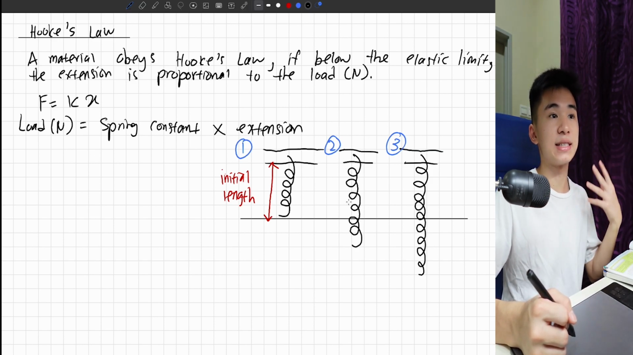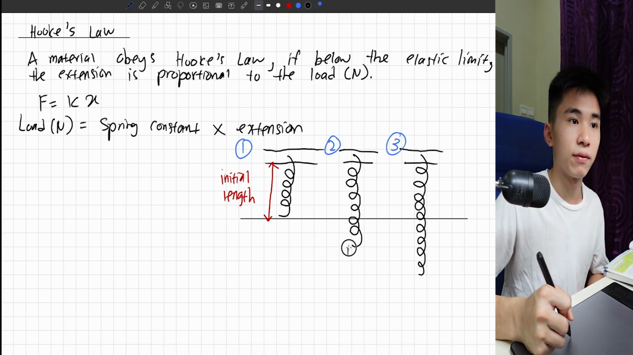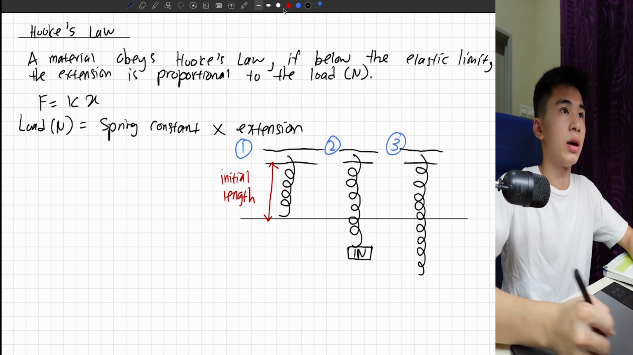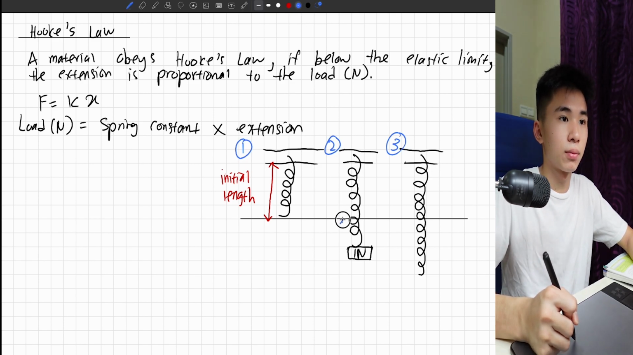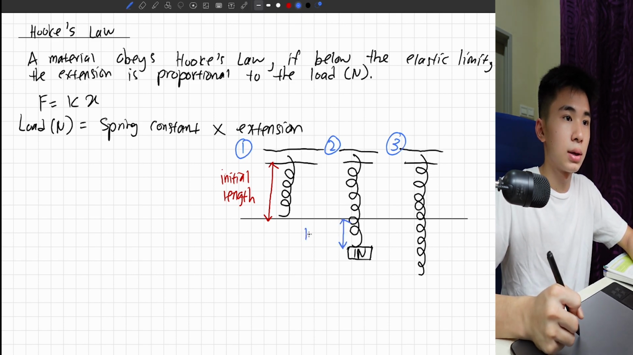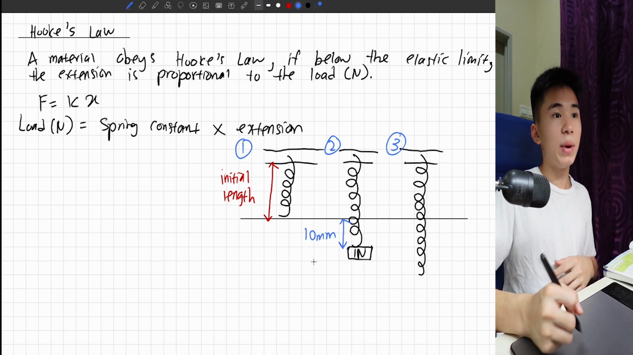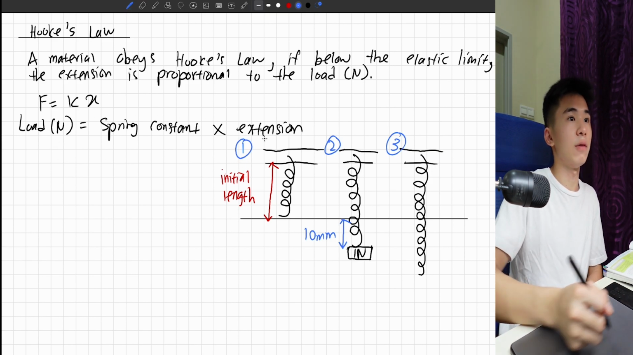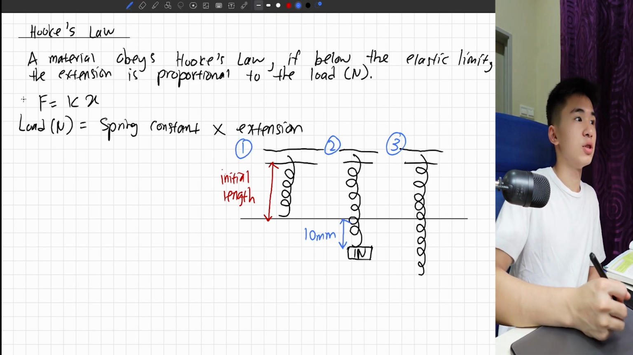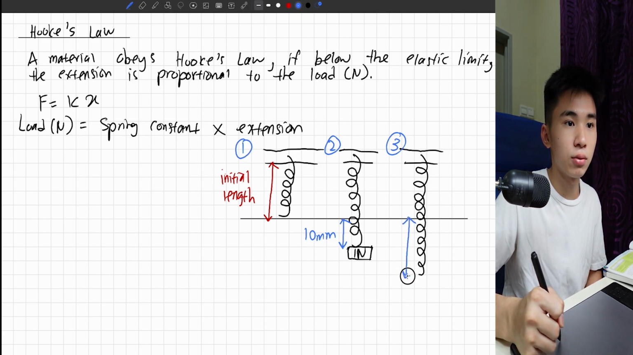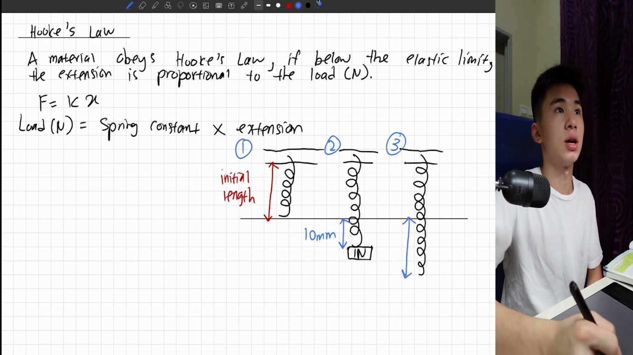The reason it has extension is because we have a force. Let's say if I put an object here of 1 Newton of force, the extension will be 10 millimeters. Okay, so based on the formula right here, if we have more extension, which means we have more force. Okay, so right here we have more extension, which means we have more force.